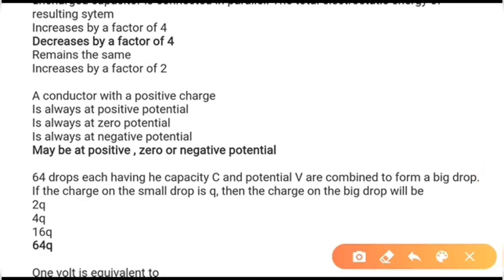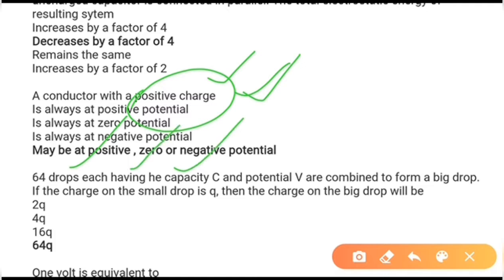The question may be asked for the conductor with a positive charge of having which type of potential. Here we should know that the potential of a charge is with respect to the position only, not depending on the type of the charge, whether it is positive or negative. It may be the position in the external electric field. So a conductor with a positive charge may have positive potential or negative potential or zero potential. So the last answer is the correct one.